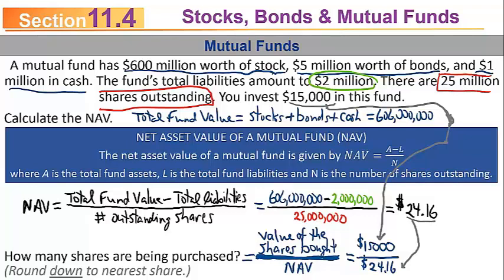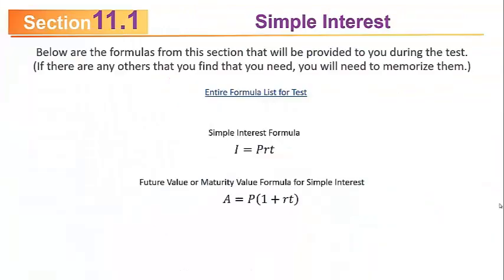So the shares purchased would be the amount that you're using to purchase the shares divided by the NAV, which is basically the price per share. If you divide that, and round down, as the instructions say, you end up with 620 shares. So here are the formulas you will need to do your homework.